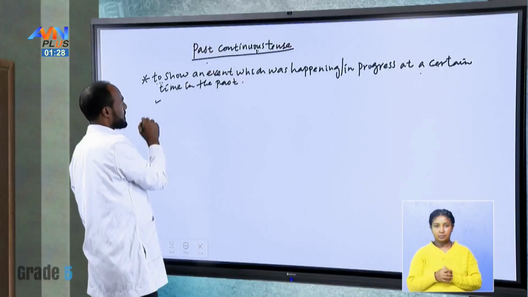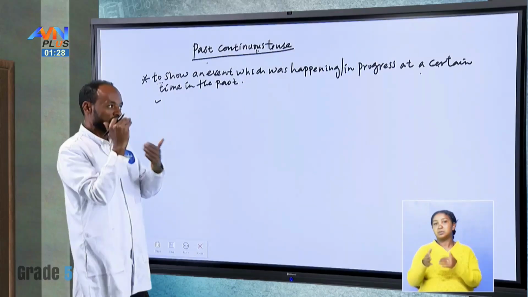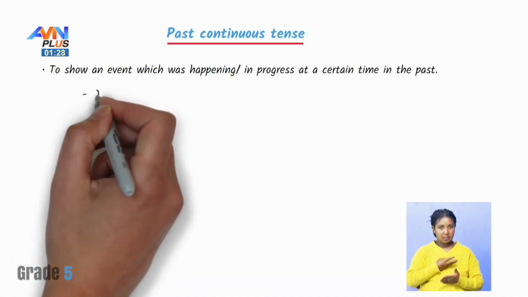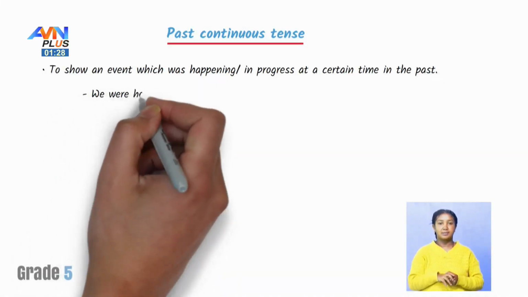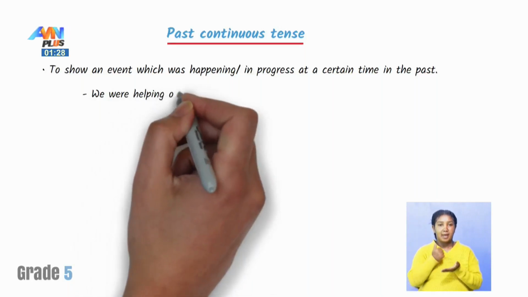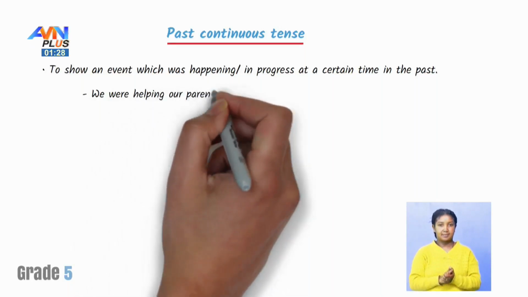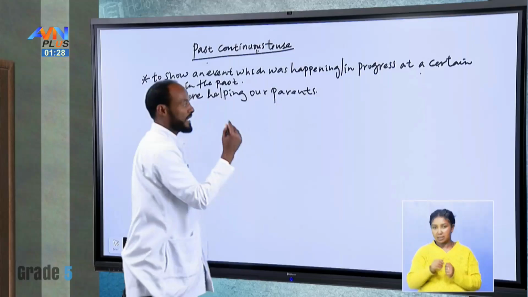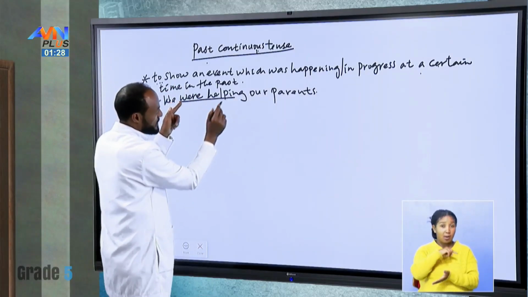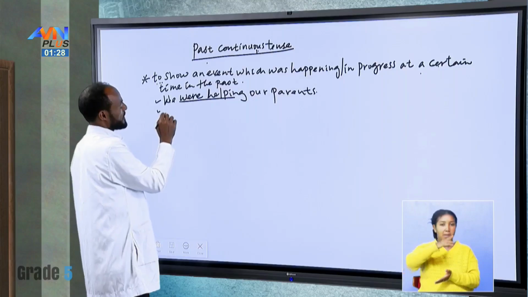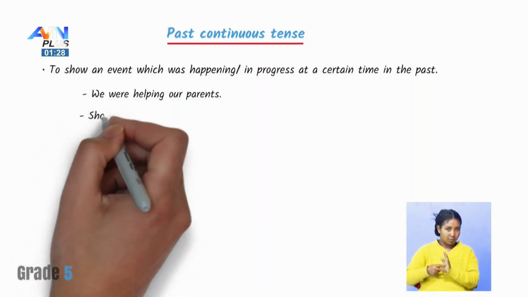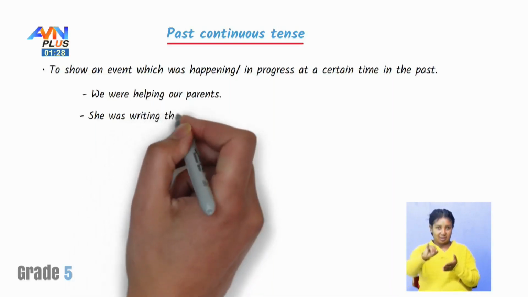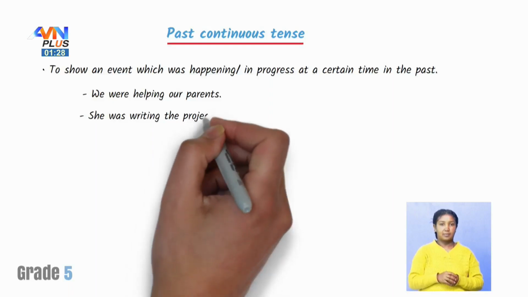Look, when we say this one, we can simply write what was happening in the past. Maybe we can say here, we were helping our parents. This means the action was what? In progress. And that's what we can say here: she was writing the project.